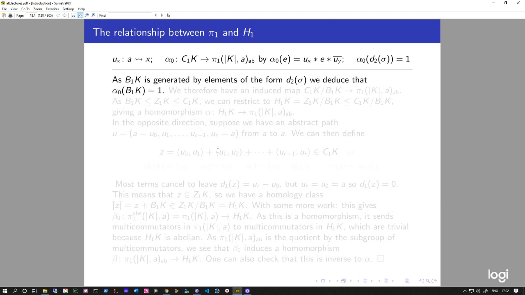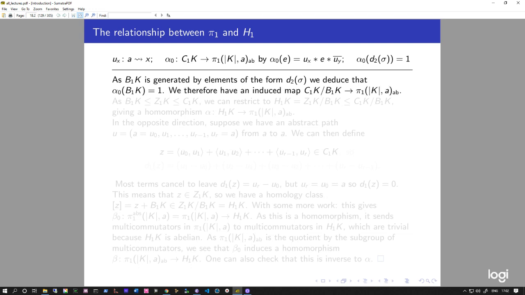Now let's think about an arbitrary element of this group B1K of boundaries. Remember, B1K is the image of D2, so it's generated by elements of the form D2 sigma, or D2 xyz, where sigma is a general 2 simplex xyz. And we've shown that alpha 0 sends each D2 sigma to the identity, so it will send anything in the subgroup that they generate to the identity as well. So alpha 0 is sending the whole of B1K to the identity.